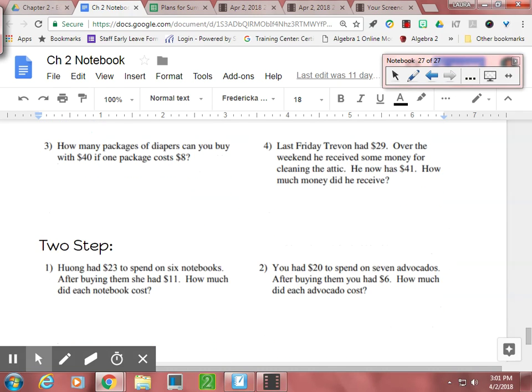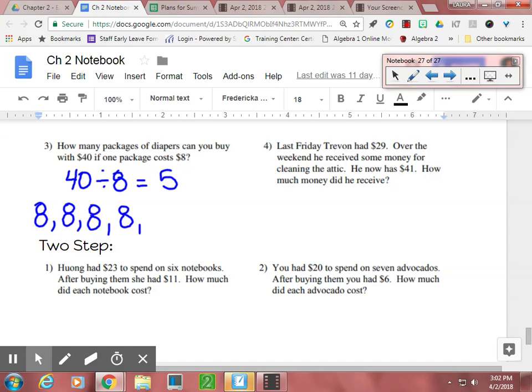How many packages of diapers can you buy with $40 if one package costs $8? Well, if you have $40 and one is $8, we're just going to divide it by 8 and see that we could get 5. You could have also done, like, I have 8, 8 again, that's 16, then 24, then 32, and there's 40. So there's your 5 packages with that.